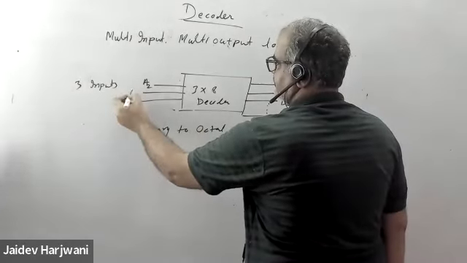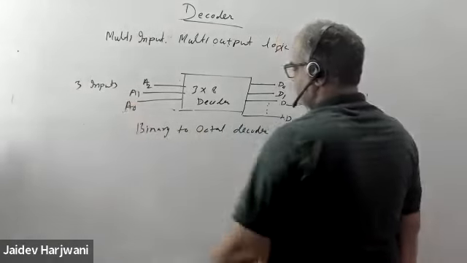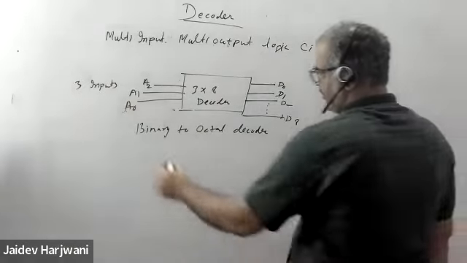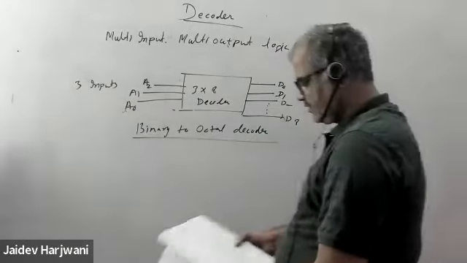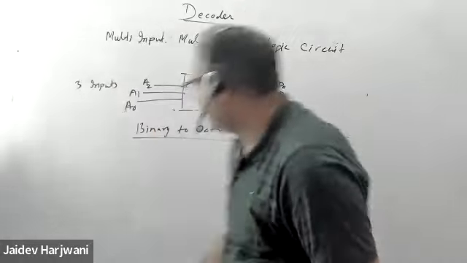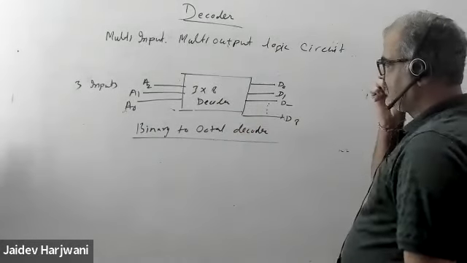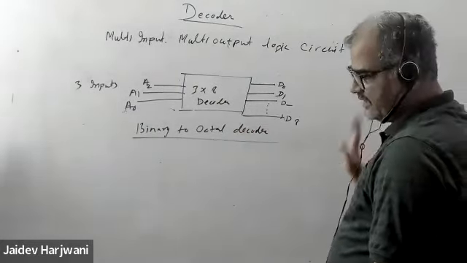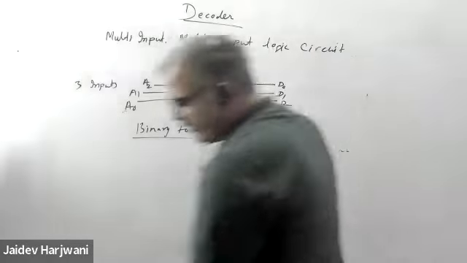A1, A0. So you have a binary to octal decoder. So there will be 3 inputs and 8 outputs. Now I have to design the circuit which will convert binary to octal.